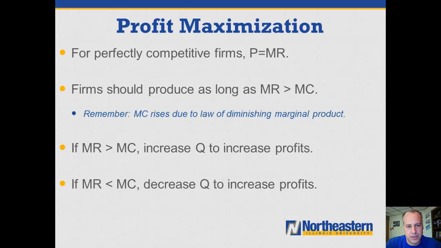Marginal cost will be increasing for firms. We produce then as long as marginal revenue is greater than marginal cost. If marginal revenue exceeds marginal cost, we want to increase our quantity of output to increase our profits. If marginal revenue falls below marginal cost, then we should stop producing. We should not produce those units that add less to our revenues than they add to our costs.